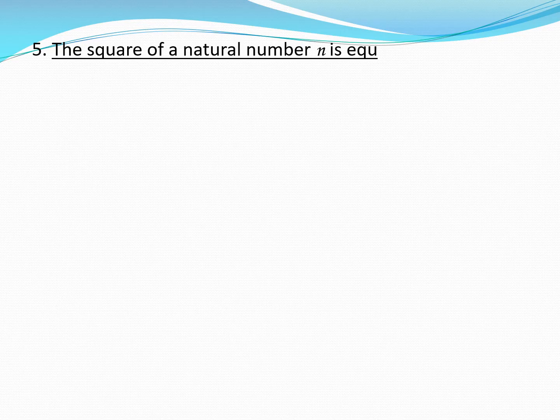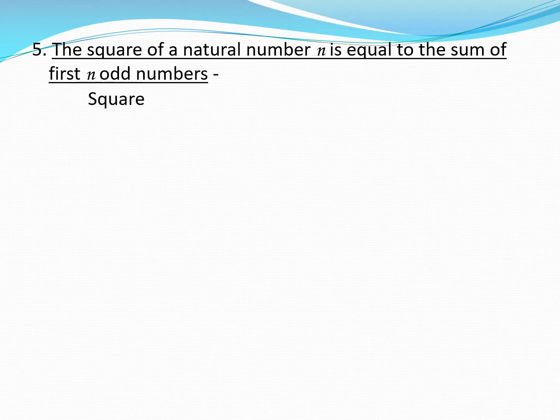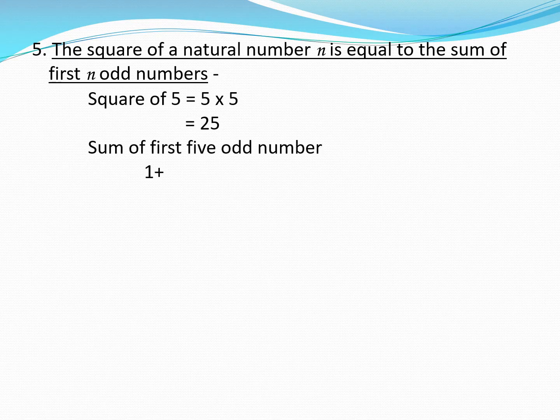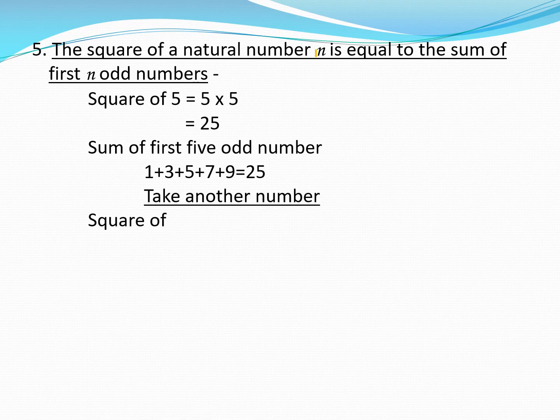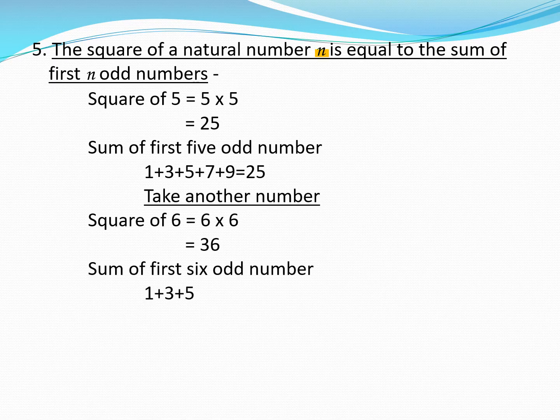The fifth property states the square of a natural number n is equal to the sum of first n odd numbers. Here, this n depicts any natural number. So if you find out the square of 5, you get 25. This property means that if your number is 5, then the sum of first 5 odd numbers will also be 25. So the first 5 odd numbers are 1, 3, 5, 7, 9. You can count 1, 2, 3, 4, 5. So when you add these 5 odd numbers, you get the result as 25, which is same as the square of 5.